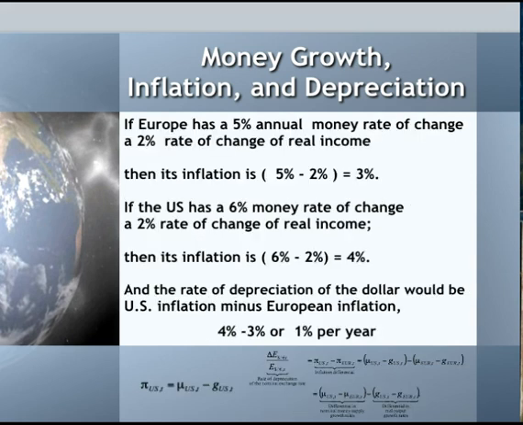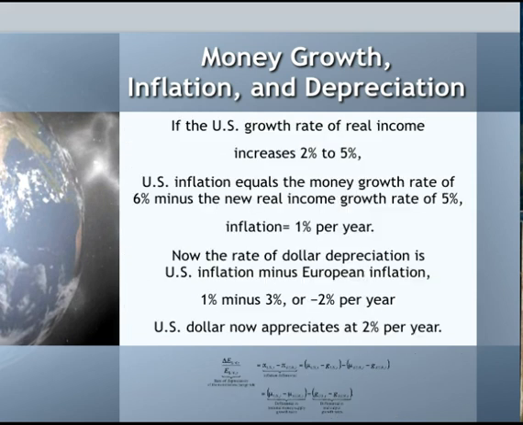Here's an example. If Europe has a 5% annual money rate of change and a 2% rate of change of real income, then its inflation is 5 minus 2%, right? So it's equal to 3%. If the U.S. has a 6% money rate of change and a 2% rate of change of real income, then its inflation should be 4%. And the rate of depreciation of the dollar would be U.S. inflation minus European inflation, or we would expect it to be 1% per year.